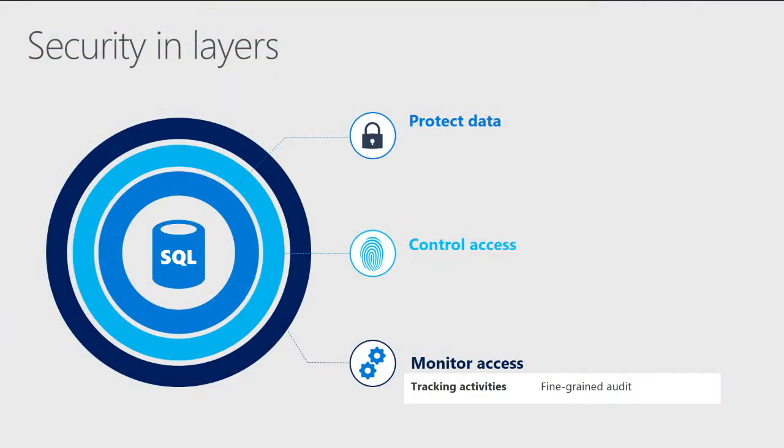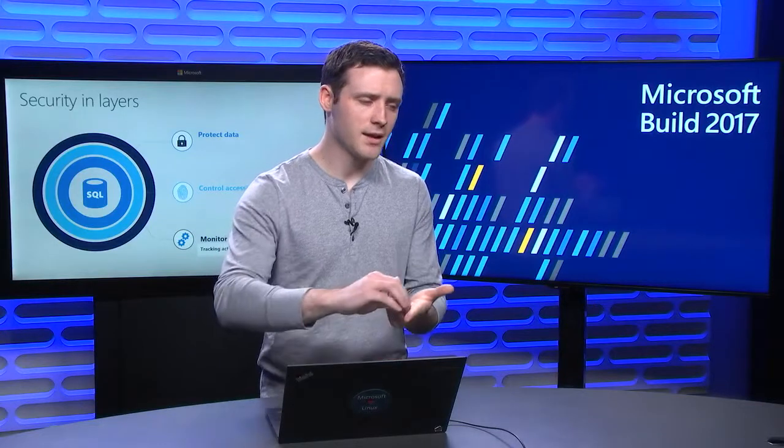The third layer of security is what we call monitoring access. The idea here is you want to be able to track what activities are happening against your database. And this is where SQL Server offers a feature called fine-grained audit. The idea here is you want to be able to set up a policy within the database that says, I want to track these users doing these actions against these objects. And once you specify this policy, the SQL Server database engine will go ahead and log all activities according to that policy and write it all to a log file that you can use later on.